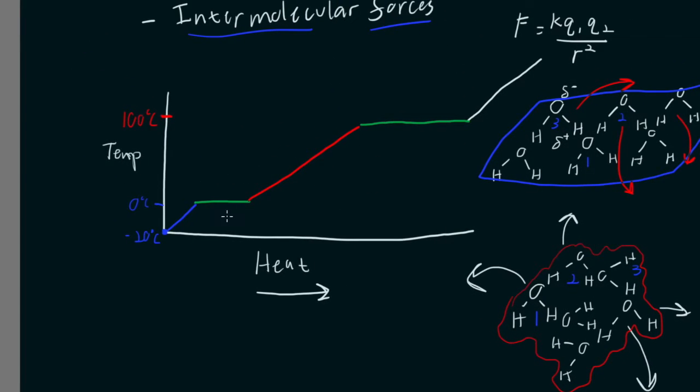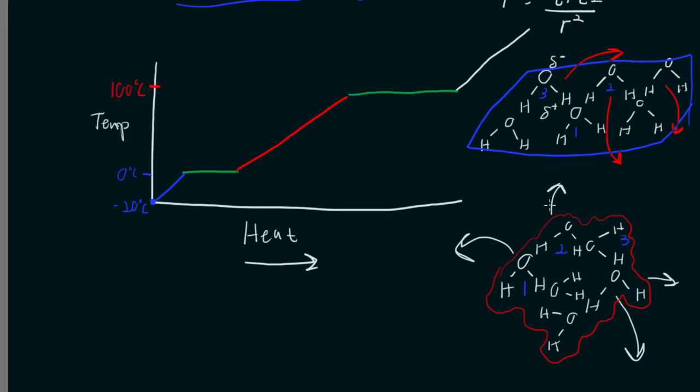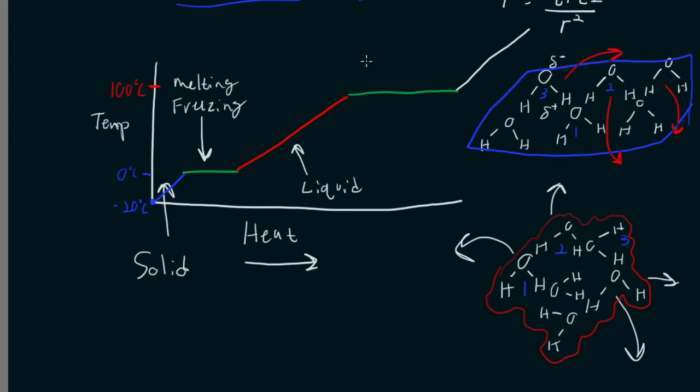And so we should be able to identify the different parts of a heating curve. We should be able to identify that our leftmost part right here is going to be a solid. We should be able to identify that our first flat line, this is going to be our melting point. Or if we were going in the reverse direction, this would be our freezing point. We should be able to identify that this second line, this middle line, is going to be in our liquid state. And we should be able to identify that our second flat line here, well, it's really a higher flat line, this is going to be vaporizing.